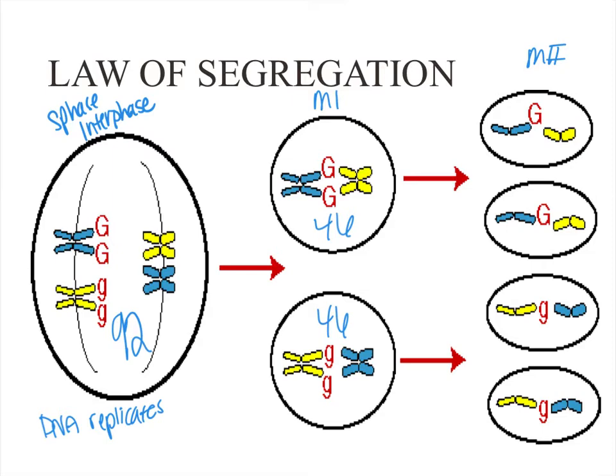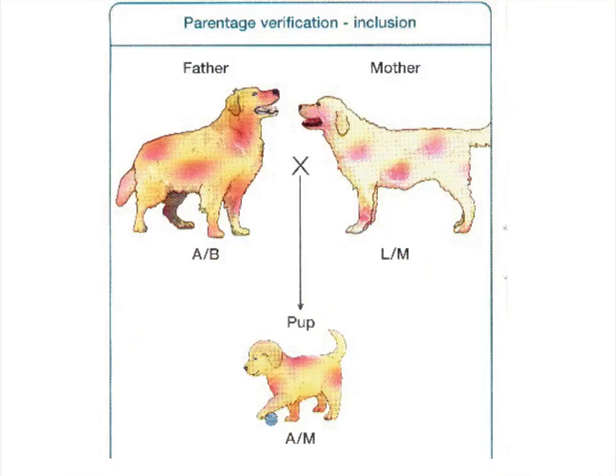at the end of meiosis 2, you have 4 haploid cells. They will only have one letter each, one chromosome each, even though normally you would have two. So this person's genotype would be big G, little g. They doubled it in the S phase of interphase, and then it eventually split out into 4 haploid sex cells with 1 letter each.